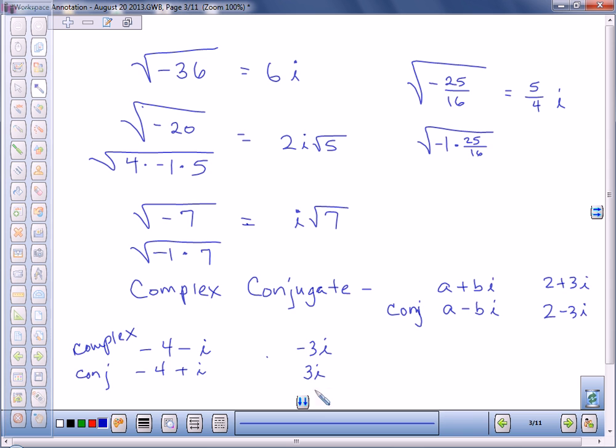What if I gave you just the number 5? It's still 5. Because this is like 5 plus 0i. And it's not going to change. Questions?